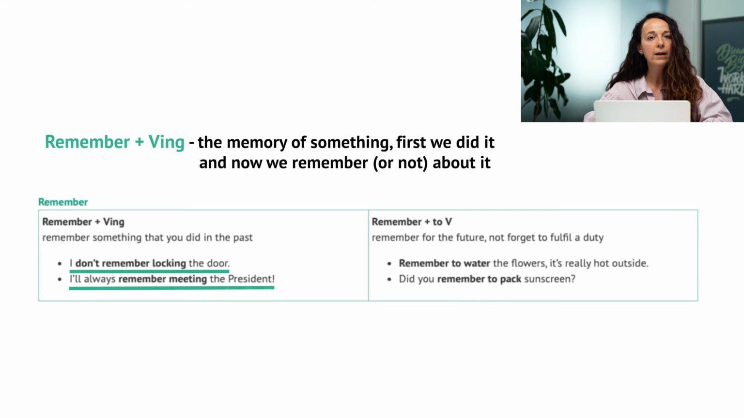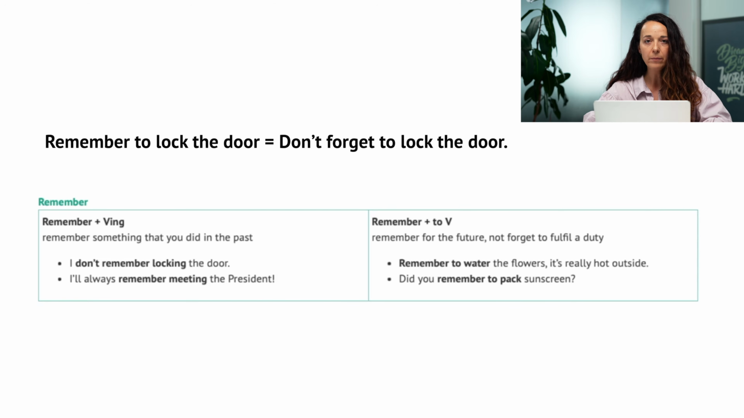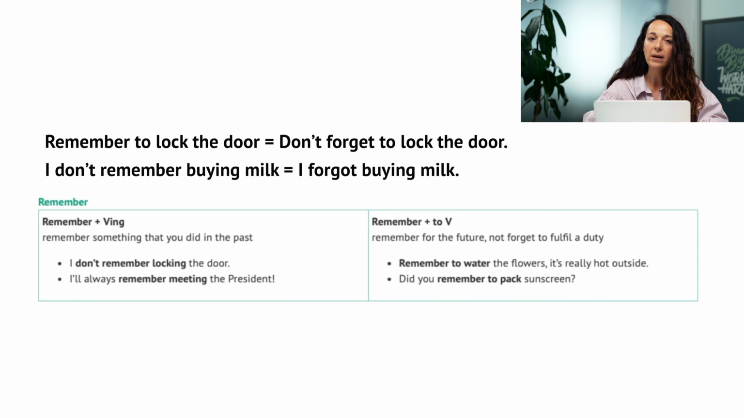By the way, want a little trick? Forget is used exactly in the same way. So I can say remember to lock the door or don't forget to lock the door. I don't remember buying milk or I forgot buying milk. See? Understand one, get the second one for free. So now let's look at task 1.